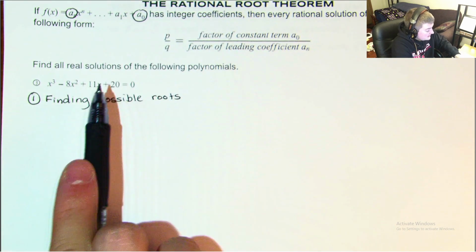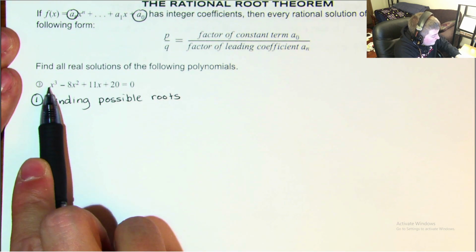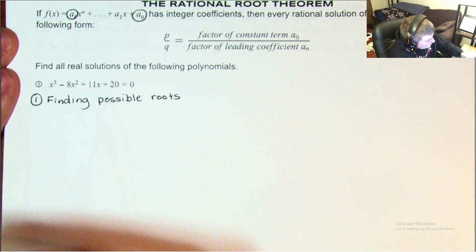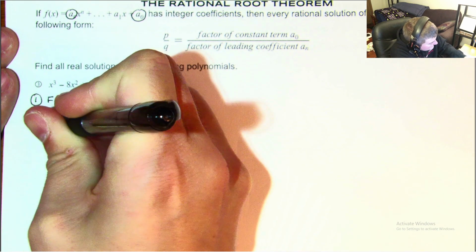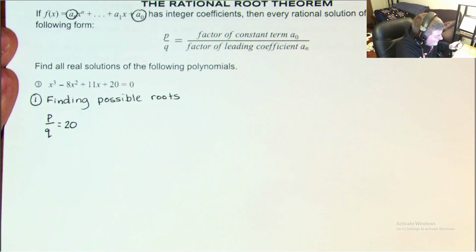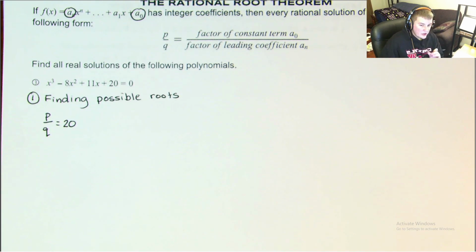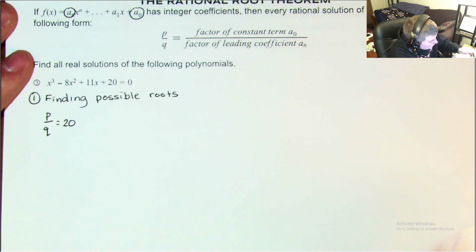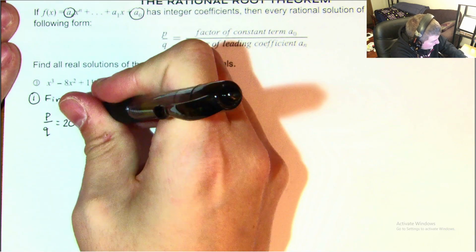You're going to take your constant term, p, and you're going to divide it by your factor of your leading coefficient, q. Okay, so for us, p over q is going to be equal to 20, because 20 divided by 1. So all numbers that are factors of 20 are possible roots. What does that mean? Our possible roots are 20, but not just 20, positive and negative 20.